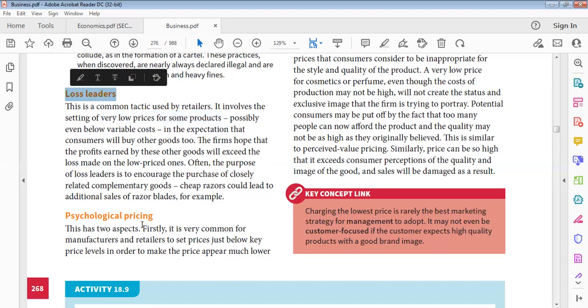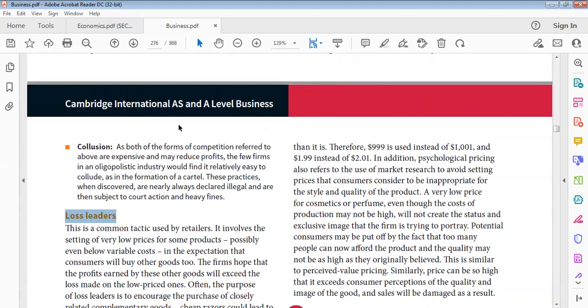This is called loss leader. That means they sell a specific product at a loss to get profit on the other products. Their intention is just to get the attention of the customers, just to bring customers into the shop. Clear? Interesting, right? Very interesting.